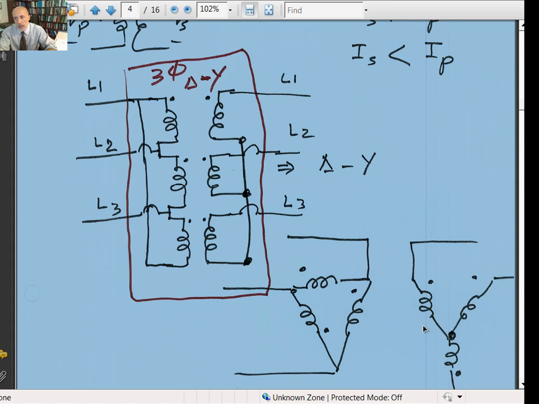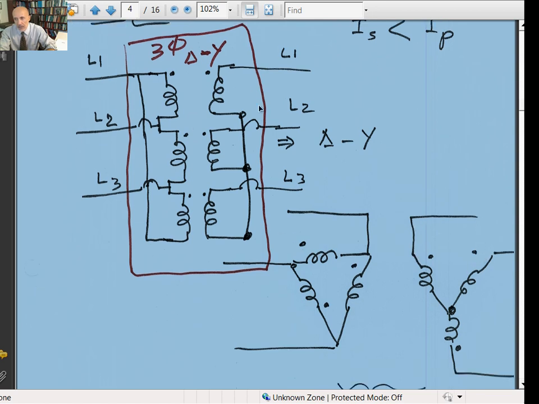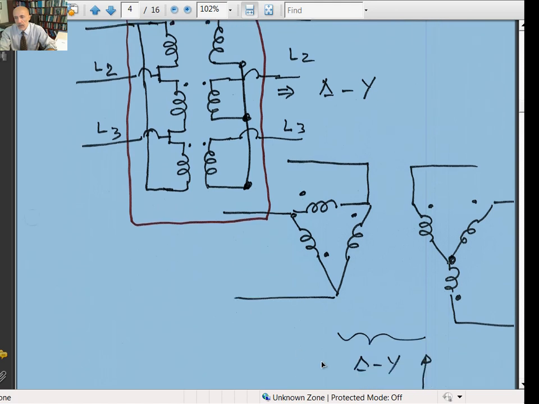And for a Y connection, you tie undotted terminals together, and then dotted terminals will go to the line. Those L1, L2, and L3 will be L1, L2, and L3 here. So this is how they show delta to Y connections for 3 single-phase transformers to generate a three-phase. And this is the schematics. This is called delta Y connections.